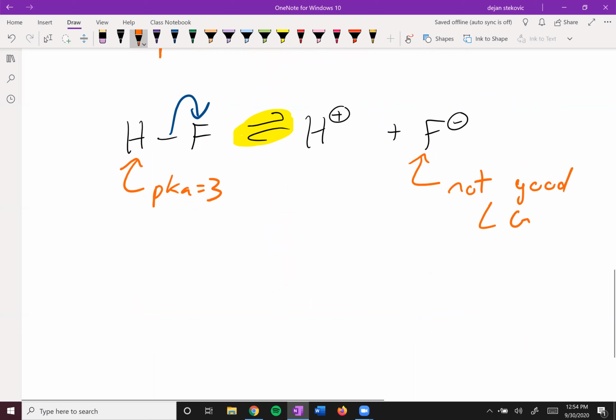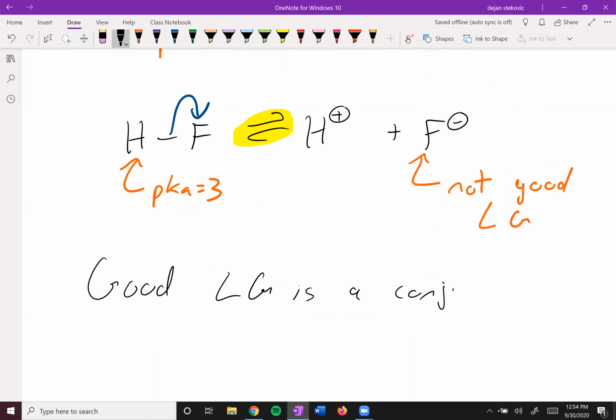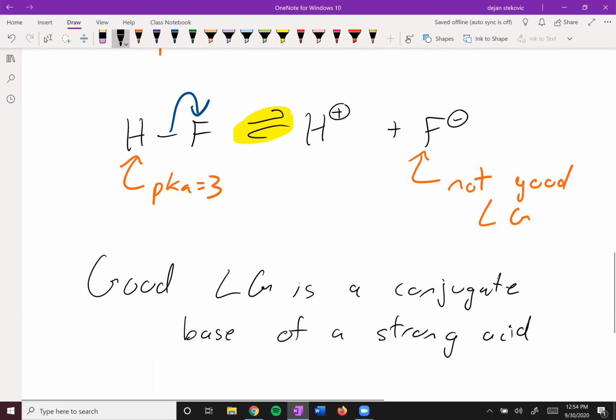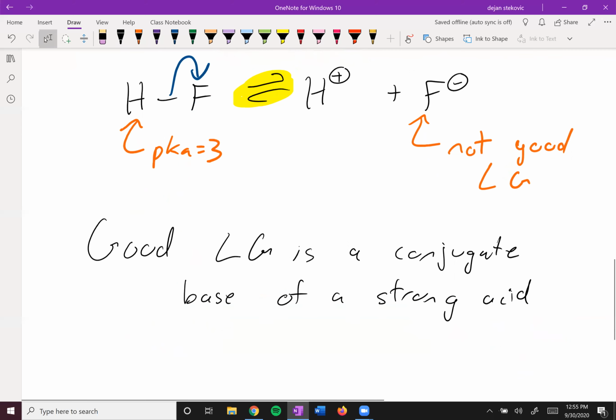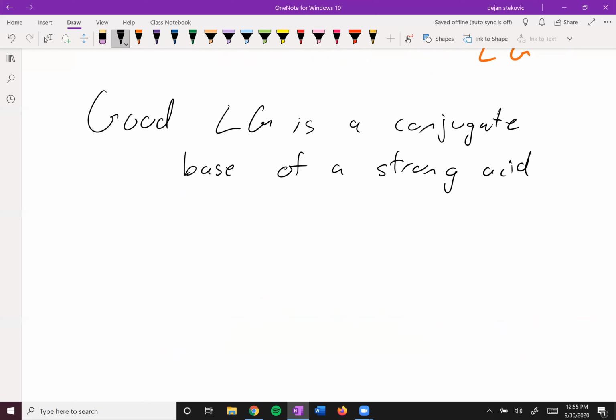And so at the end of the day, the main point that we want to get here is we've already learned what a good leaving group is. A good leaving group is a conjugate base of a strong acid, right? The conjugate base of a strong acid. And so we can talk about organohalides, right? Or just halides in general. Chlorine, bromine, and iodine are all conjugate bases of strong acids. Fluorine is not, so it's not as good of a leaving group. But we can talk about other compounds as well.